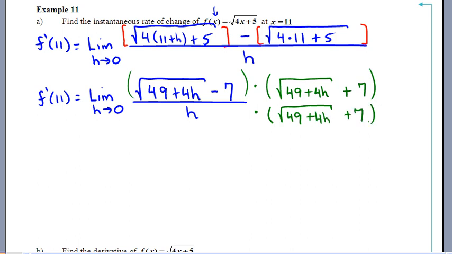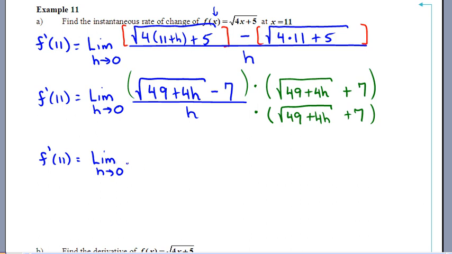I say that because I'm not actually going to multiply the bottom out. If I did, I'd only have to factor it back later. So I'm going to leave the bottom as just two things multiplied together. But the top, oh, it's beautiful when you do that. Okay, let's take a look here. Our f prime at 11 is the limit as h goes to 0.